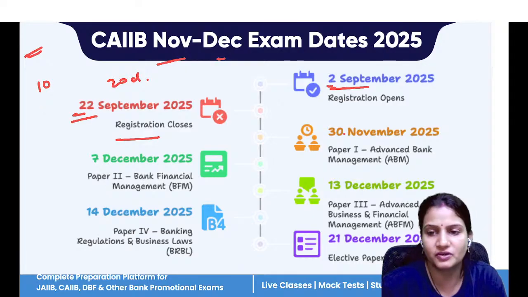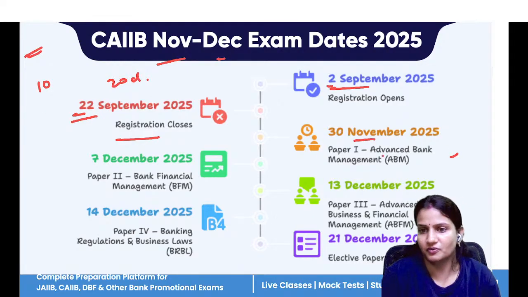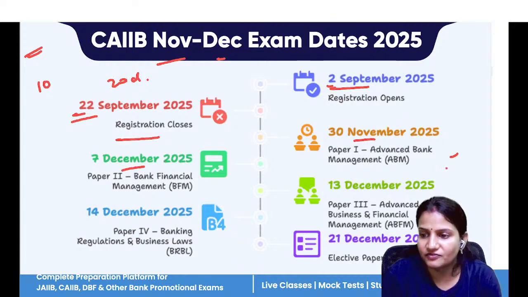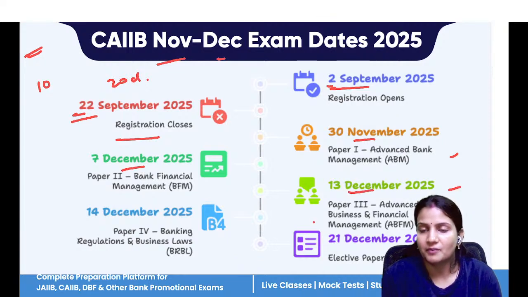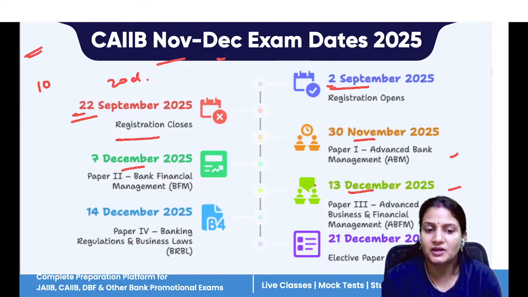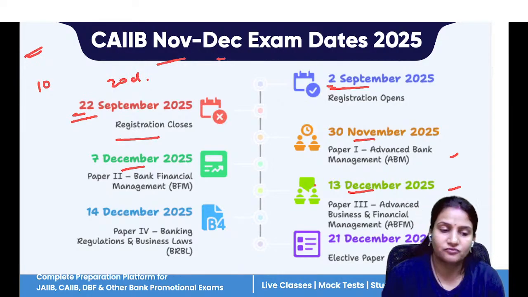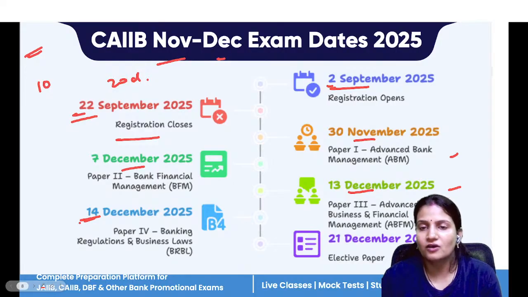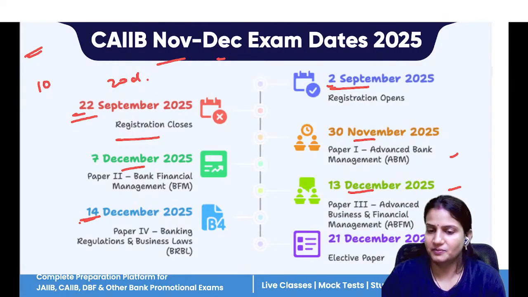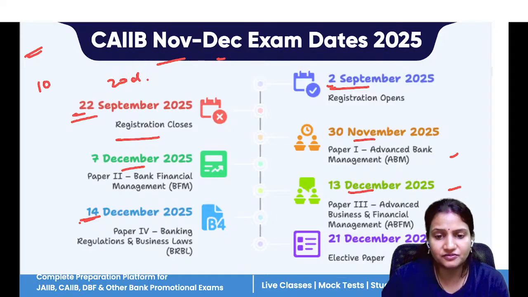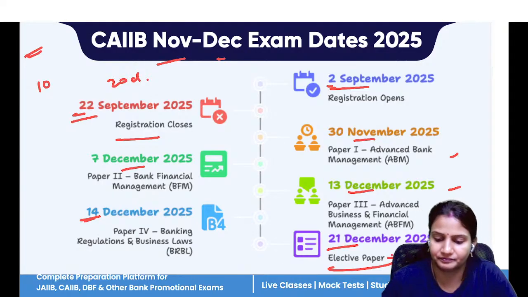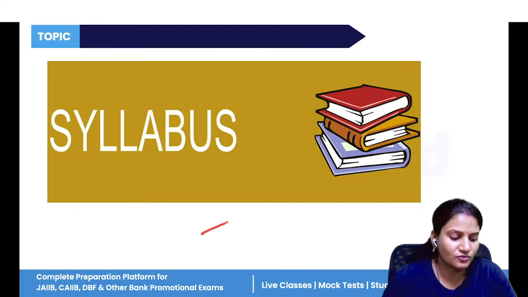The first paper will be on 30th November. For the second paper, BFM, there is again a 1-week gap. Next, there is a 1-week gap for ABFM, but this time you have no time gap for your BRBL paper, so you have to prepare for it parallelly along with the other papers. But one thing is good: this time you get 7 days to prepare for your elective paper.